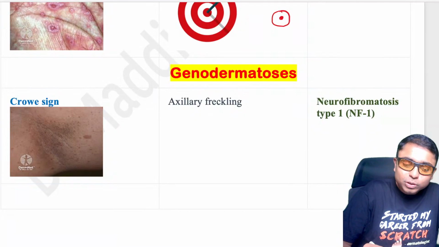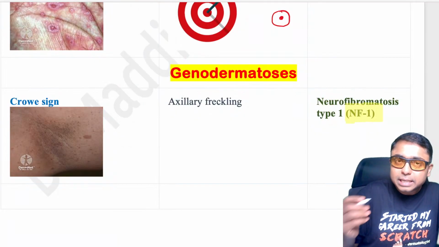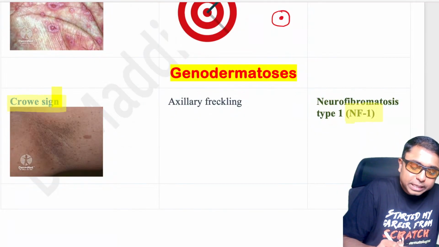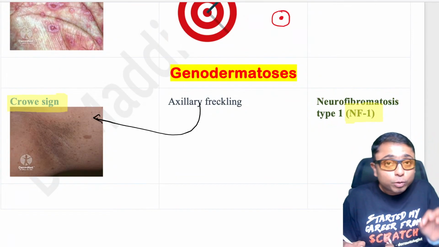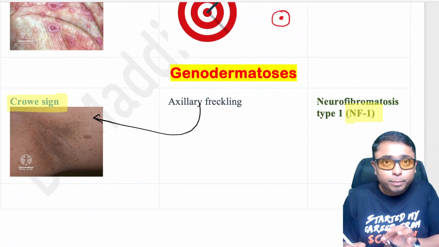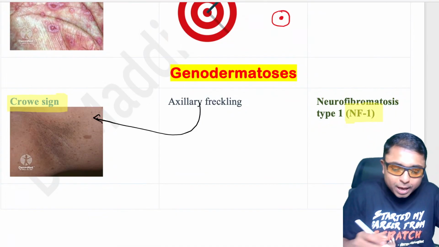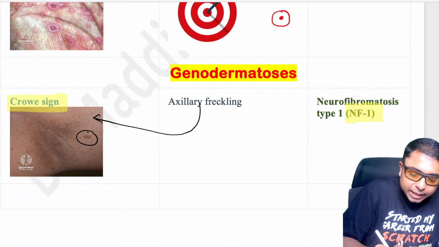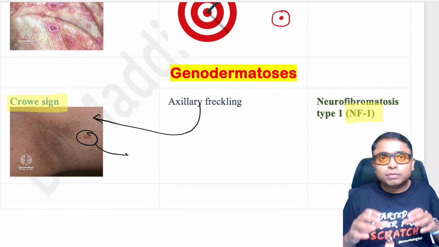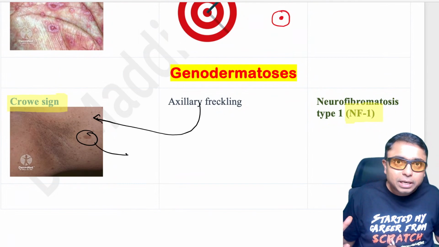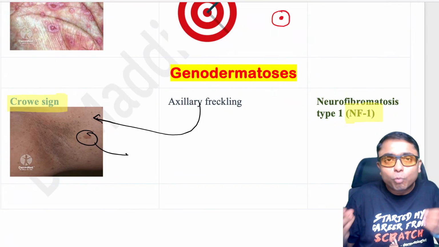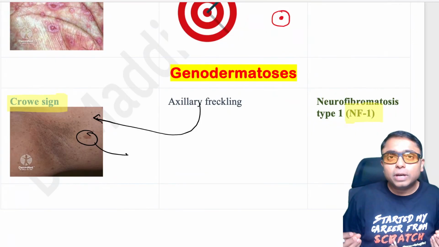In the genodermatoses, remember neurofibromatosis type 1, where we can see the presence of axillary freckling. Freckles present in the axilla are a pathognomonic sign of neurofibromatosis type 1, called Crowe sign. So can you name the hyperpigmented lesion which is more than 1 centimeter in size over the body of NF1? What is the name given to that? Please put your answer in the comments below.